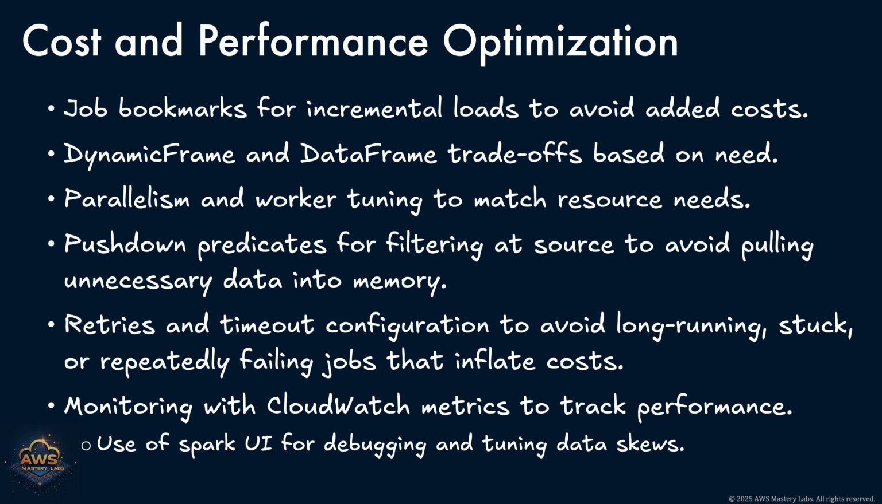To keep tabs on your job health and efficiency, monitor everything with CloudWatch metrics. Glue provides out-of-the-box metrics like job run times, records processed, and error counts, perfect for visual dashboards and alerts. And for deeper performance tuning, don't forget the Spark UI. It gives you insights into job execution plans, data shuffles, and skew issues, so you can optimize bottlenecks at the Spark execution level.